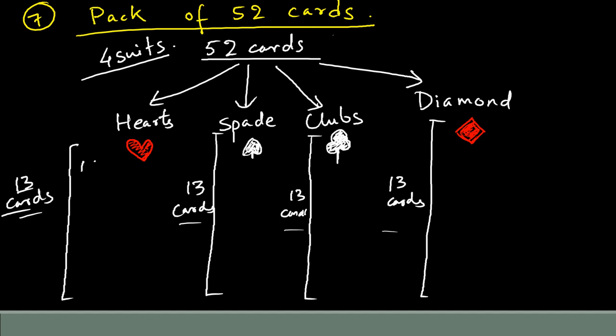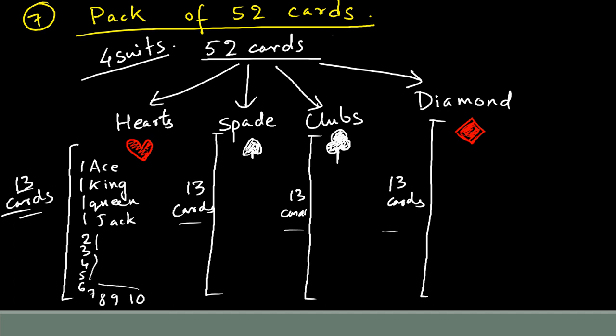You will get one ace, one king, one queen, one jack, and then simple number cards from 2, 3, 4, 5, 6, 7, 8, 9, 10. So you see 9 number cards here, and these 4 cards. So 9 plus 4, 13 cards you will get. So 13 cards of hearts.